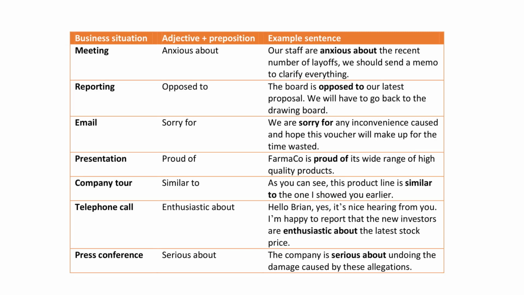And now email. Let's have a look at an email. In an email we could use the adjective and preposition sorry for. So the example, we are sorry for any inconvenience caused and hope this voucher will make up for the time wasted. So quite a formal email, responding to a complaint probably, and the offer of a voucher. So we are sorry for any inconvenience caused and hope this voucher will make up for the time wasted. Now to make up for is recompensar, una recompensa.